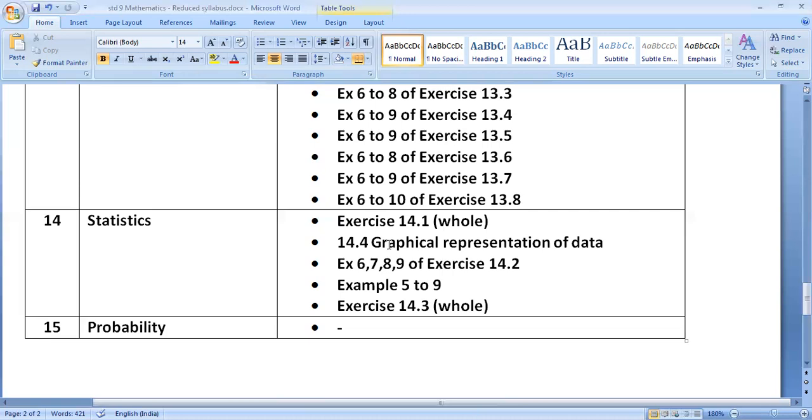Page number 247, 14.4, Graphical Representation of Data. This entire topic is excluded. So on the same page 247, example 5 is excluded, 248 example 6 excluded, 251 example 7 is excluded, 254 example 8 is excluded, 256 example 9 is excluded. It is mentioned here that examples 5 to 9 are all excluded. Examples 1 to 4 are included, 5 to 9 are excluded.